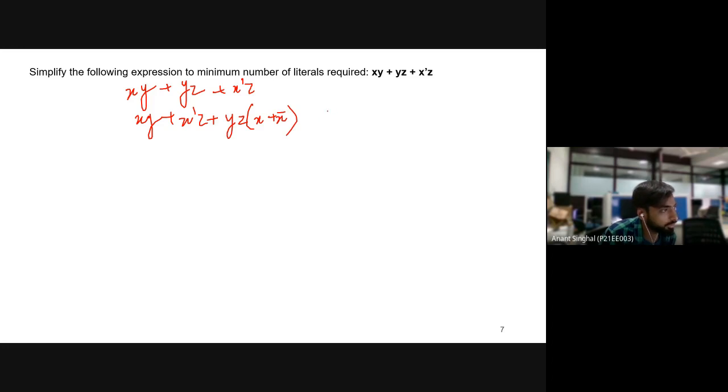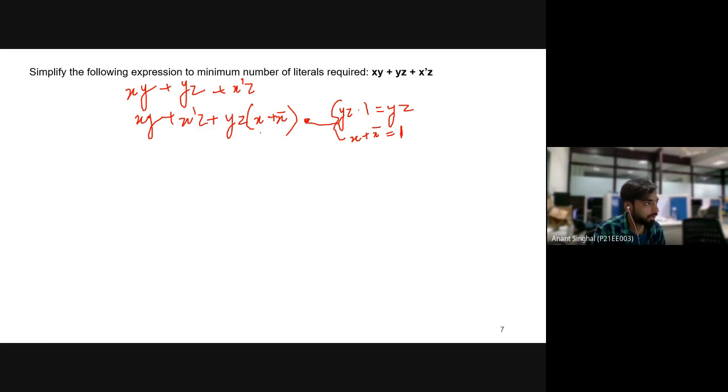So we know if we multiply 1 by any literal it will again come as yz, and 1 is nothing but x plus x bar. This will always give 1. So this is the trick that we should use in this question.